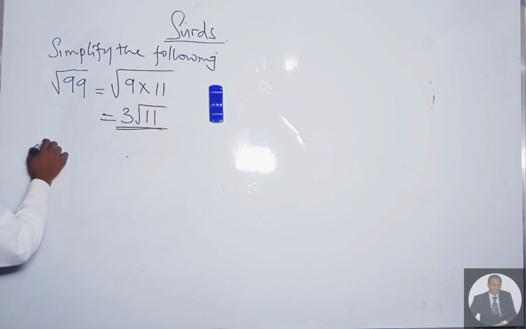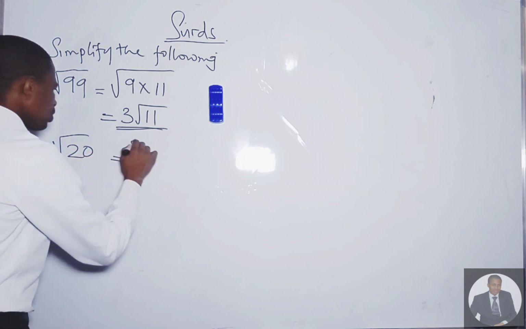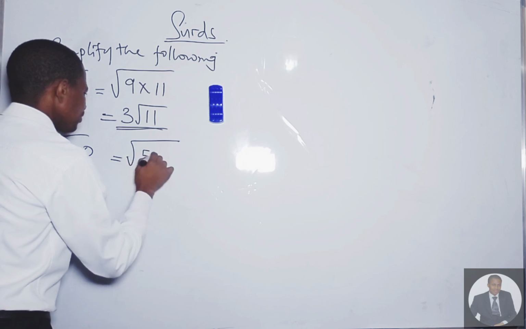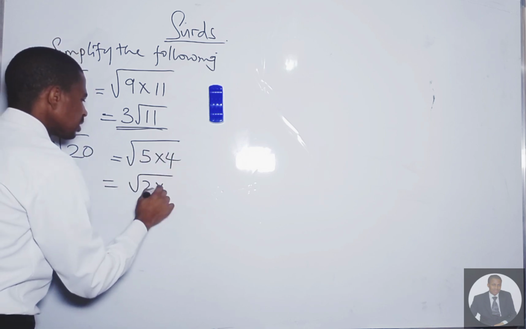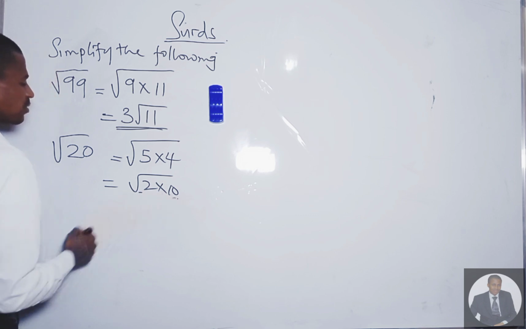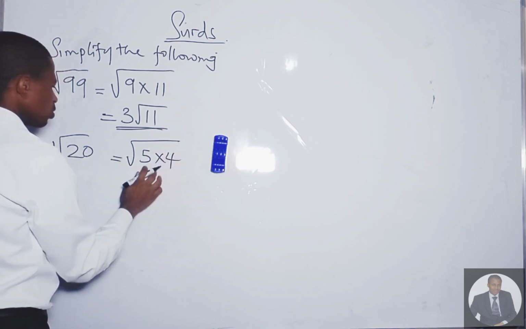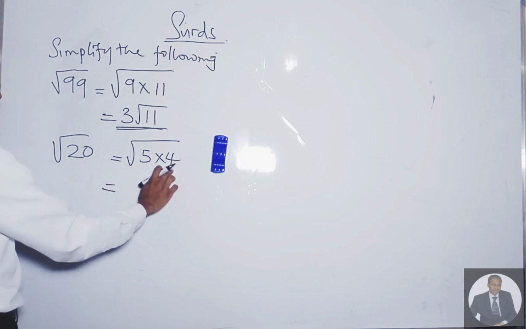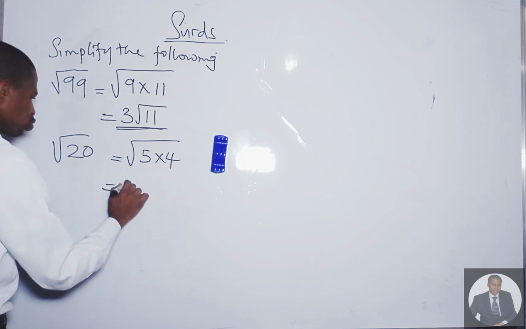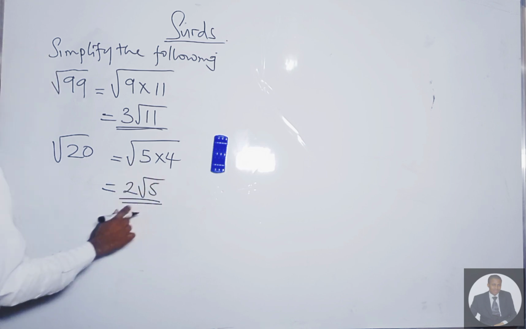Another question, square root of 20. Square root of 20 gives us square root of 5 times 4. We could have said 2 times 10, but neither of these is a perfect square. So we jettison this and we come this way. 5 times 4. 4 is a perfect square. The square root of 4 is 2. And then we have root 5. We leave the root 5 there.